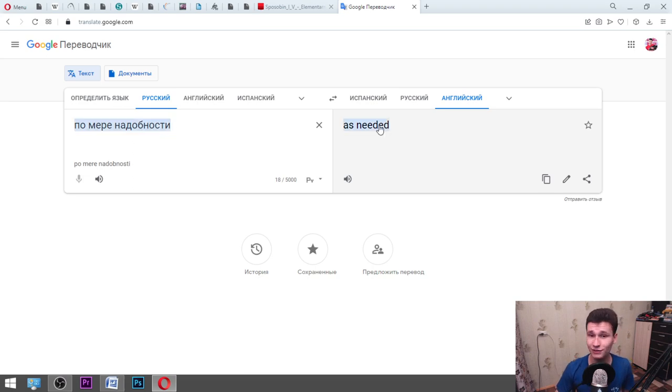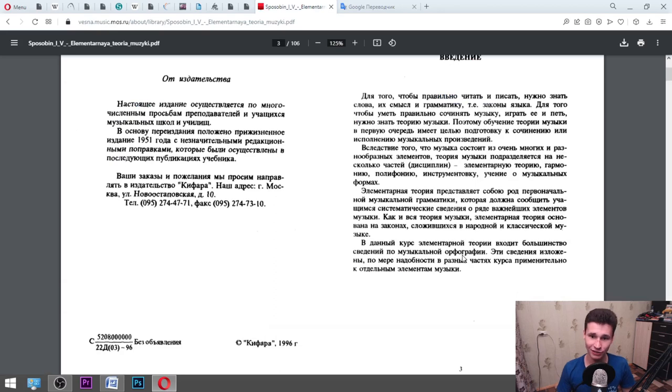Exactly. I thought that it would be harder to understand. I didn't know how to translate it in English, but right now you know that as needed. It means that if you need, okay. If you don't need, okay too. And по мере надобности, as needed, in different parts of the course. And it is useful for different elements of music. It means that in different parts of the course, you can find different information about specific elements of music.